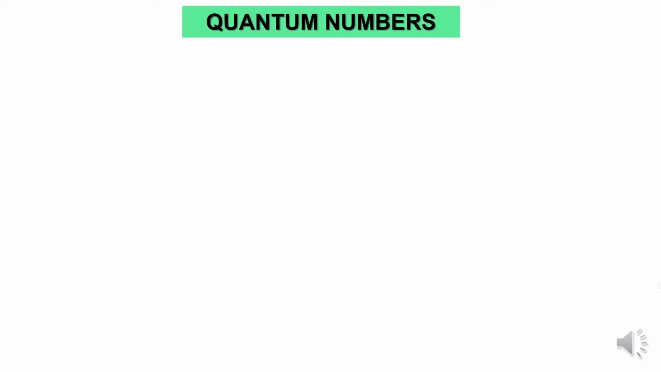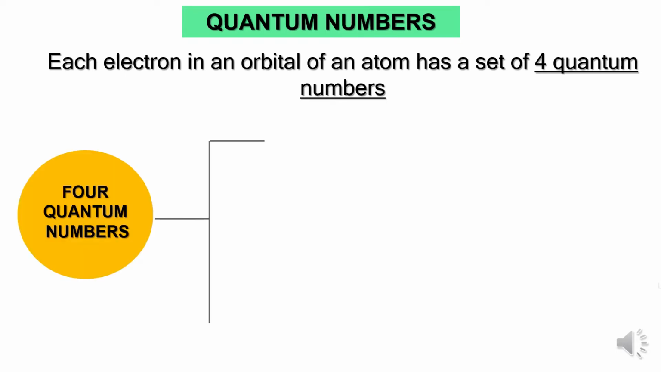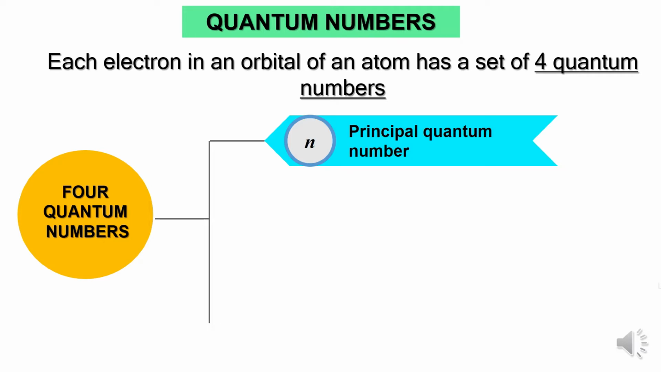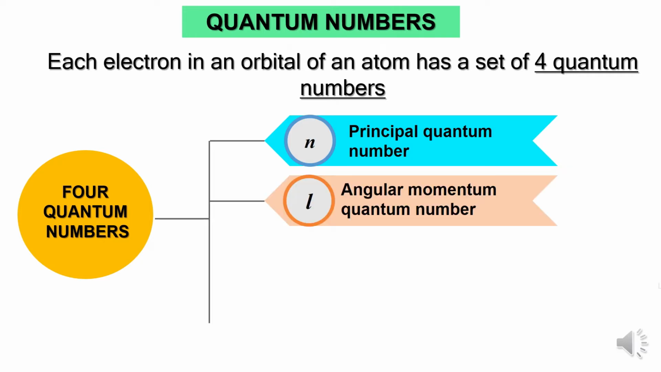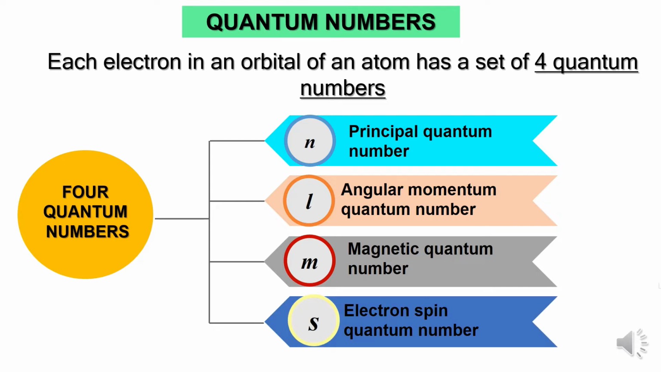Quantum numbers. Each electron in an orbital of an atom has a set of 4 quantum numbers. Quantum numbers tell us where an electron is likely to be found. The 4 quantum numbers are principal quantum number n, angular momentum quantum number L, magnetic quantum number M, and electron spin quantum number S.